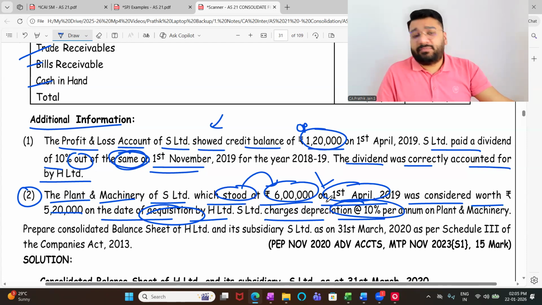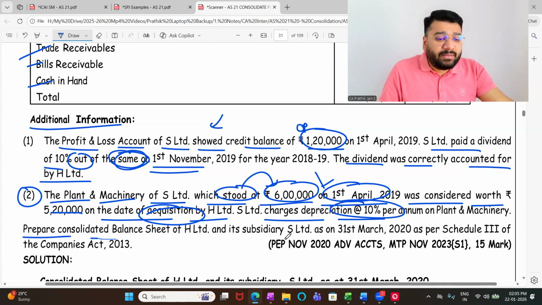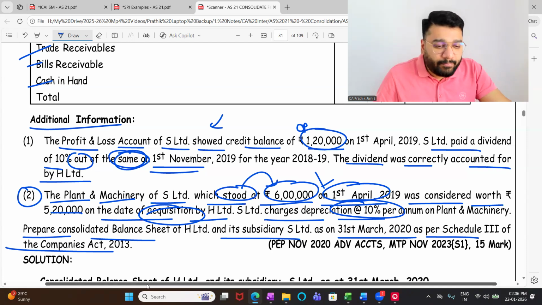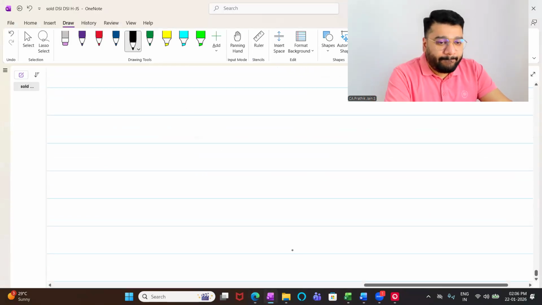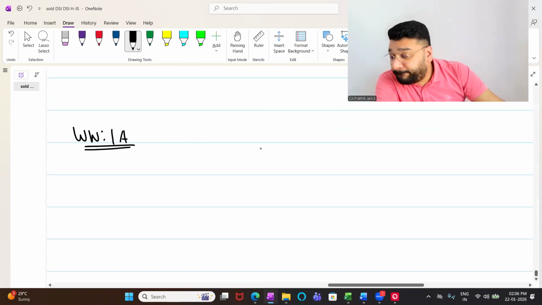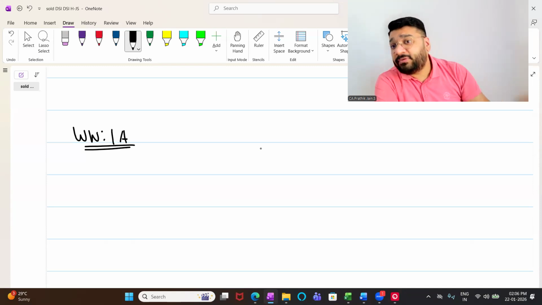Depreciation is 10%. Prepare as per Schedule 3. I wouldn't have done this question, but I'm only doing it because of preliminary expenses. Okay, not okay? I'll do the working note, the rest you will do. The working note 1A. Written off. The other part should only be accounted for in reserves and surplus on the date of acquisition.